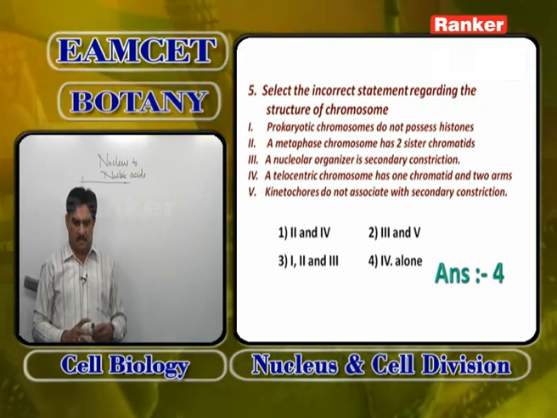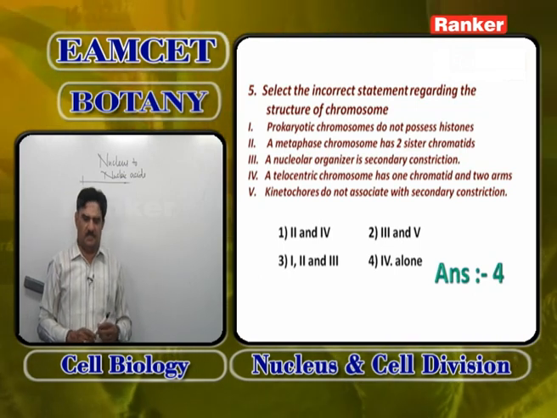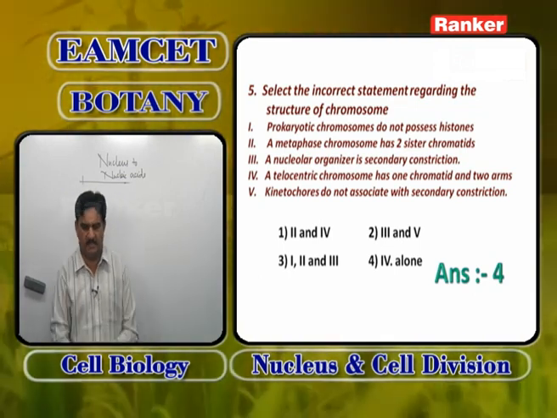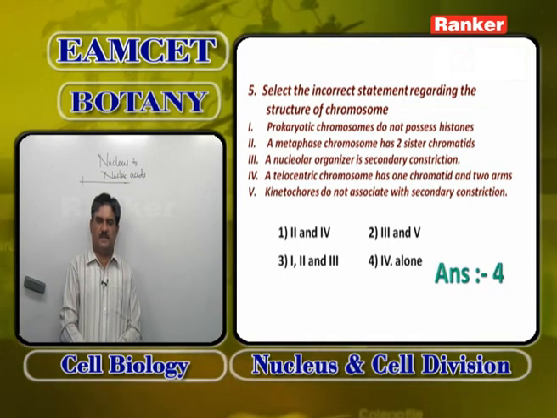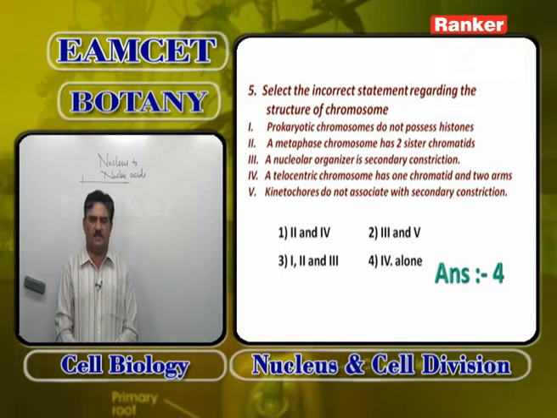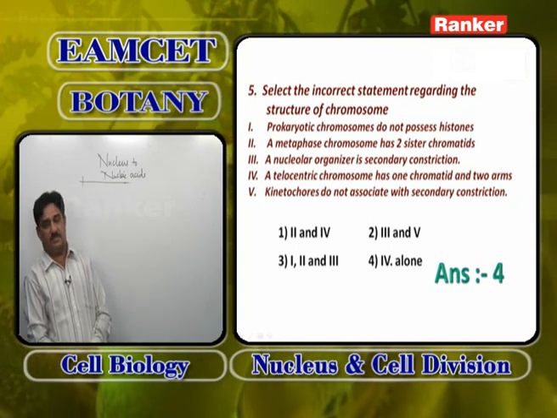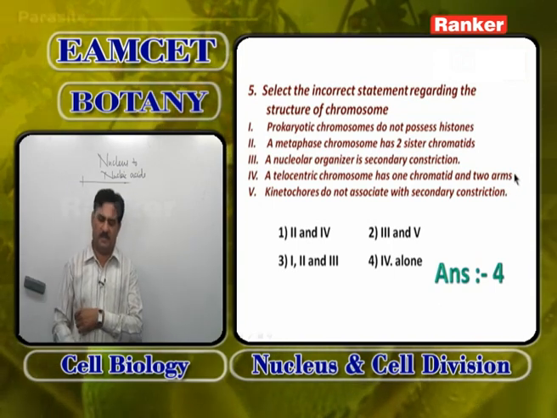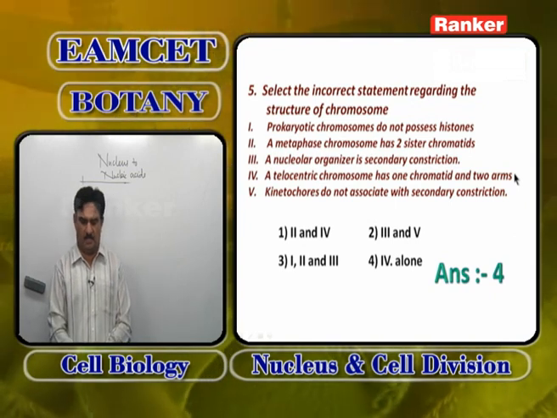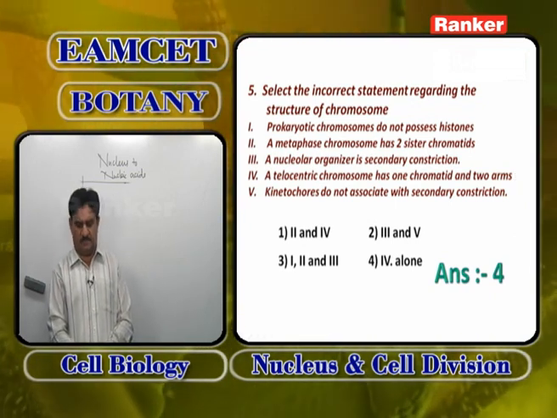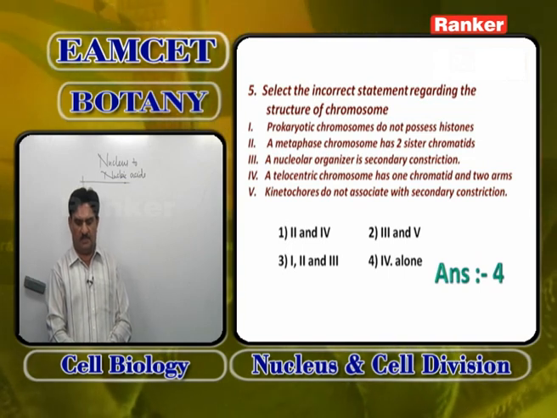So, definitely in these 5 options, the incorrect statement is a telocentric chromosome has one chromatid and two arms. In a telocentric chromosome, the centromere is at the proximal end. The chromosome shows only one prominent arm, one chromatid and one arm. It is an eye-shaped chromosome. So, the answer is 4 alone.